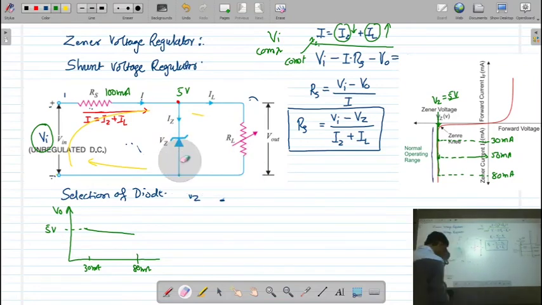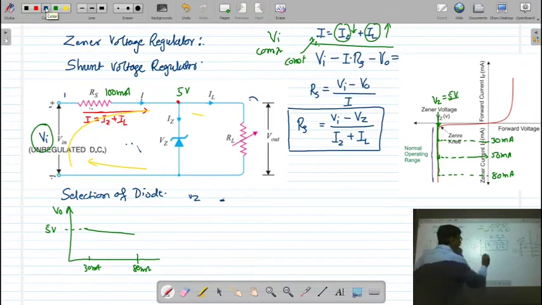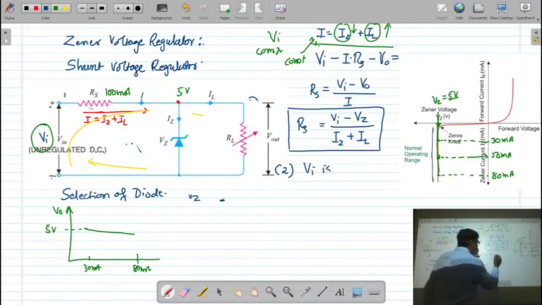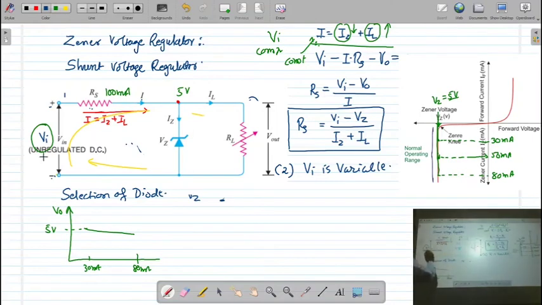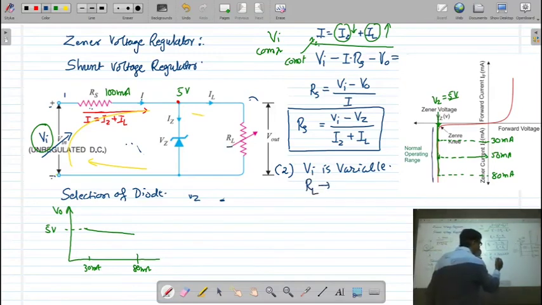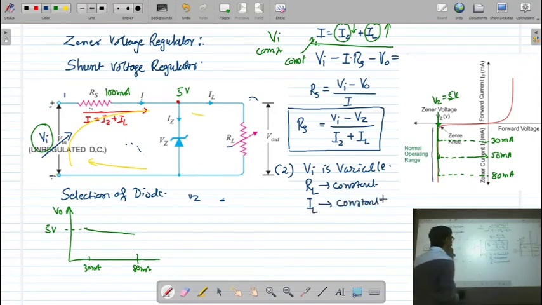So what is the second case? Second case means the Vi is variable. Here, whatever the input voltage is, we are keeping RL constant. RL is constant means the IL is also constant. So now this load current IL becomes a constant.